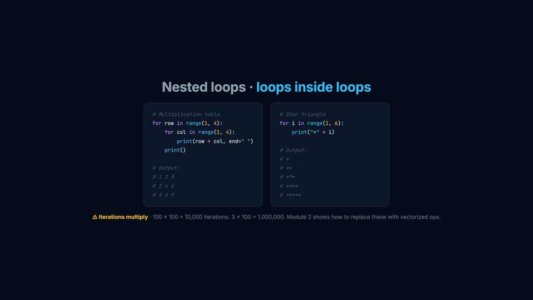Let us trace that. Outer row is 1. Inner col starts at 1, print 1. Col becomes 2, print 2. Col becomes 3, print 3. Inner loop is done, back to outer.